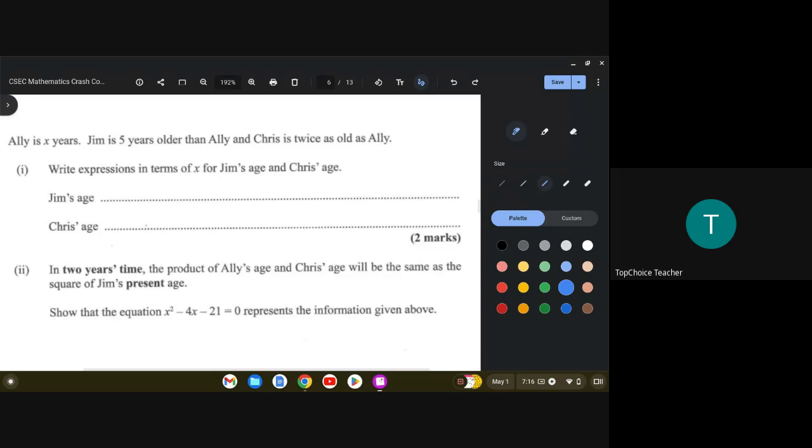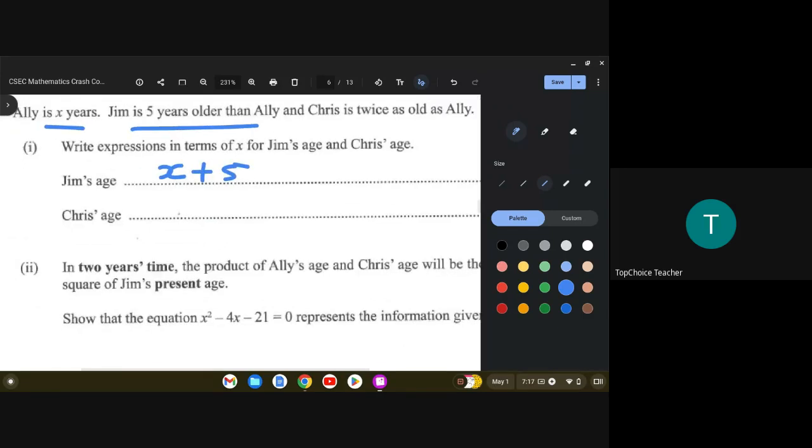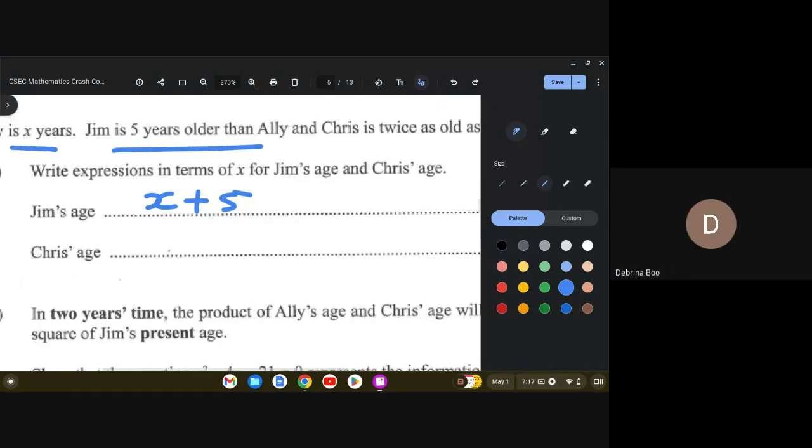So if Ali is X and Jim is 5 years older, what would be Jim's age? X plus 5. Very good. Right, that one is easy. X plus 5, because Ali is X. Why would it be X times 5? Very good question. X times 5 would mean that Jim is 5 times her age, not 5 years older. You understand? 5 times her age.